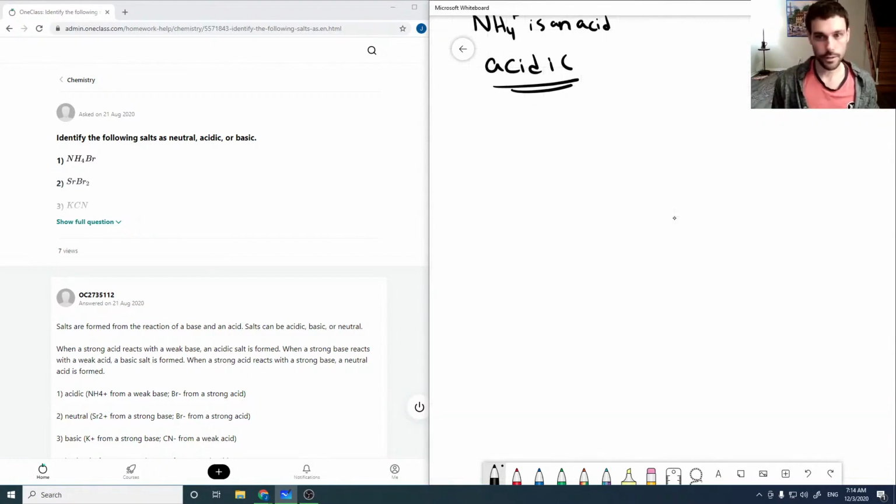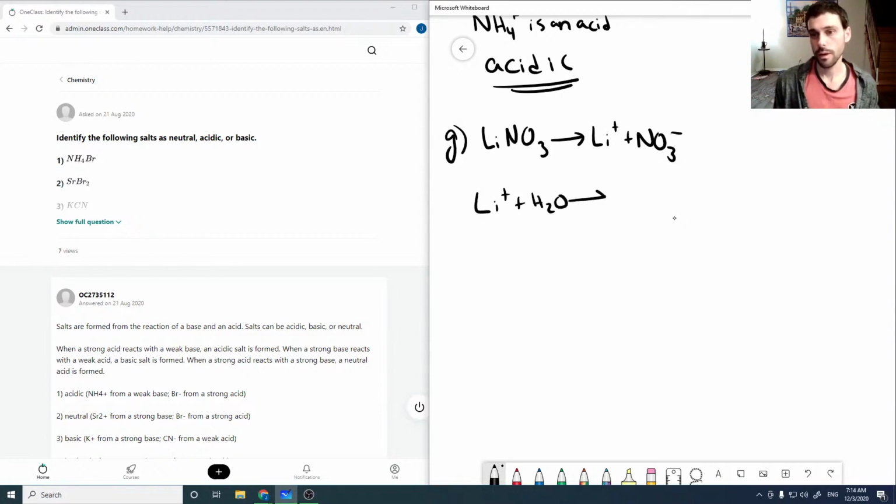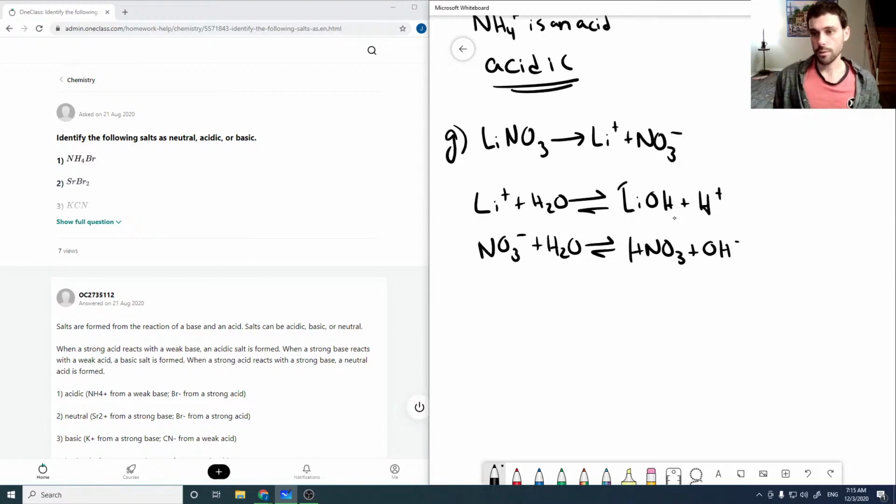Okay, and then the final salt is LiNO3, which completely dissociates into Li plus and NO3 minus. Here we have Li plus H2O going to LiOH plus H plus, and NO3 minus goes to HNO3 plus OH minus. And if we look, this is a strong base, and this is a strong acid. So this is nitric acid, which is one of the polyatomics that would be worth remembering. And so then neither of these occur, and so the whole solution will be neutral.